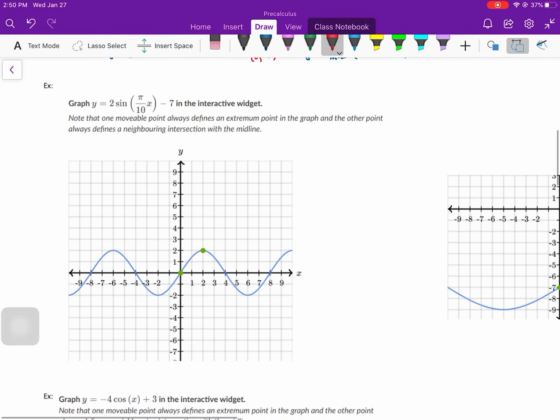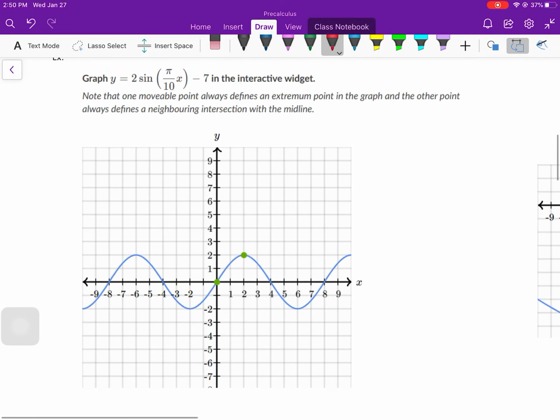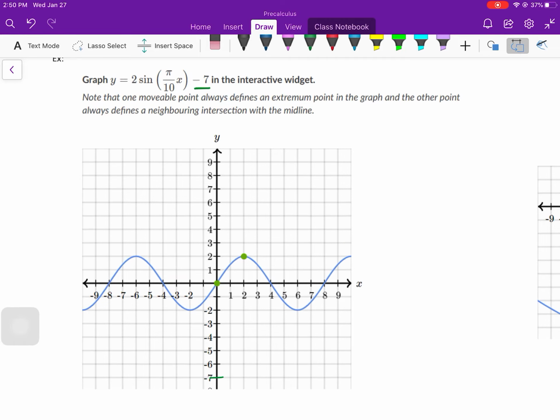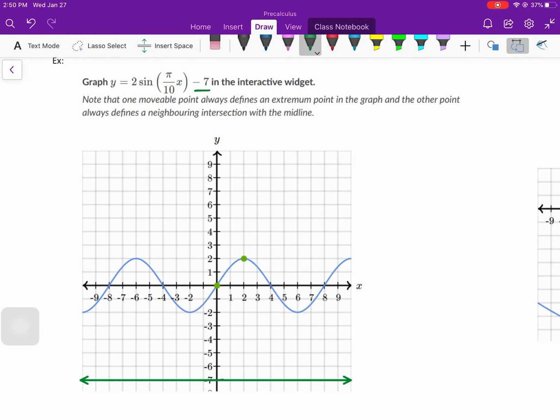So let's go ahead and finally graph this. Let's start with the midline. Midline is going to be -7. So I'm going to go down to -7. There it is. And let me just put a line there at -7 to represent our midline.